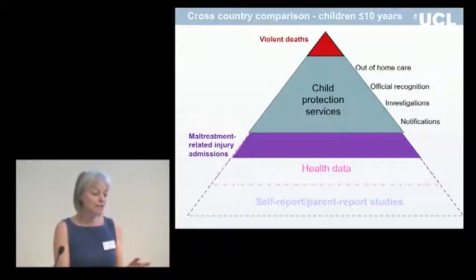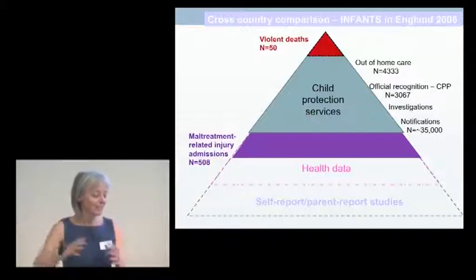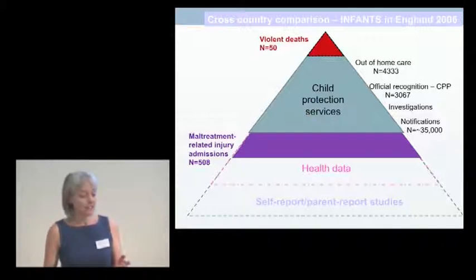Now, just to give you some ideas about numbers, here I've just put in some numbers for infants, so just children in the first year of life, and these are taken from 2006. It was all calculated for that year because we could do it for all six countries in that year. So what you see from this is a lot of notifications. This is estimated as, for England, around 35,000. And a lot of child protection plans and children placed in out-of-home care.